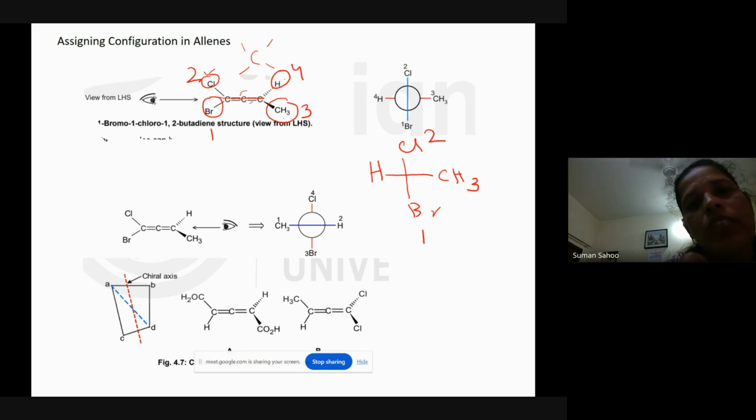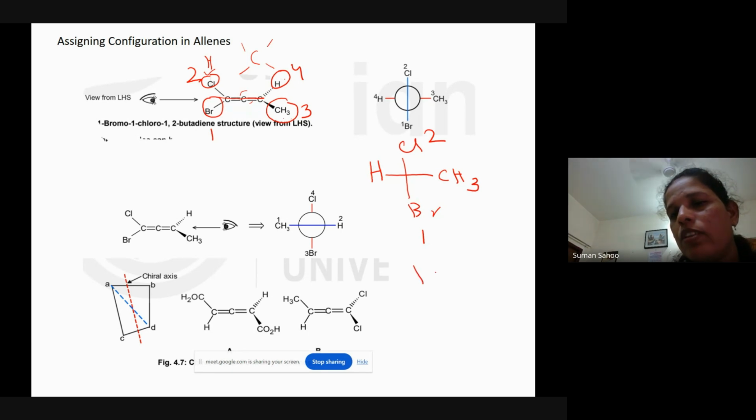So that will come as 1 and 2. Whatever it is, even though I have hydrogen here, I will give it 1, 2, and the rear end we will give 3, 4, depending on their priority. So now we can just trace the path from which direction it is going.